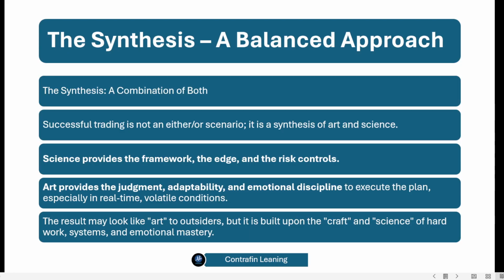The result may look like art to outsiders, but it is built upon the craft and the science of hard work, systems, and emotional mastery. This balanced approach is what a trader should be, a real successful trader. We have to combine both elements of the market, science as well as art, and when we combine both, then we become a successful trader.